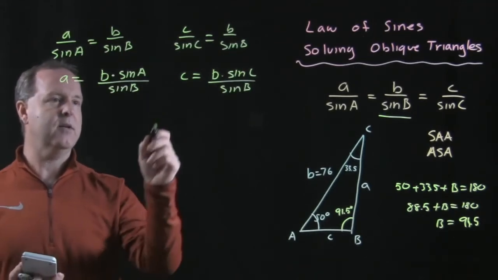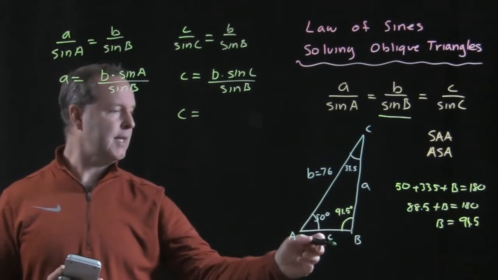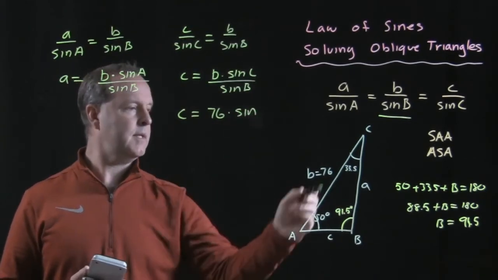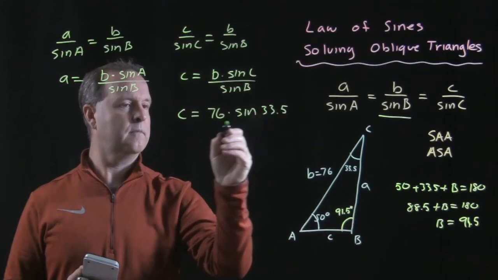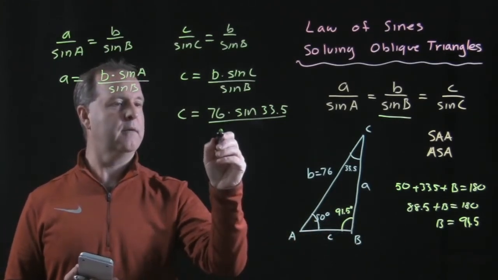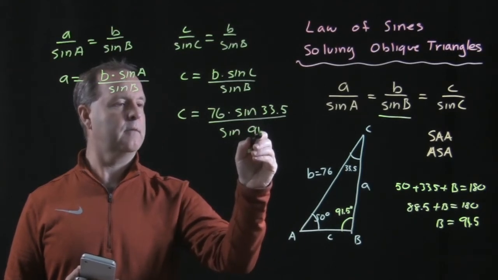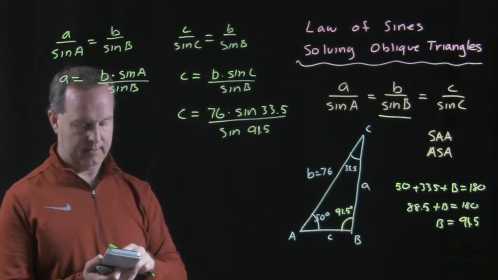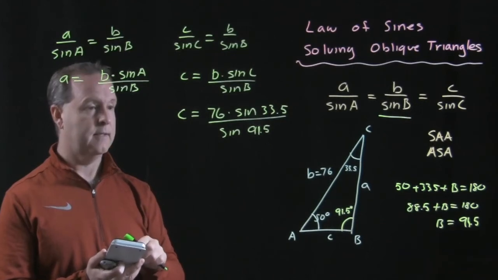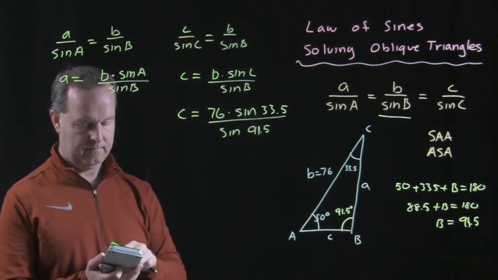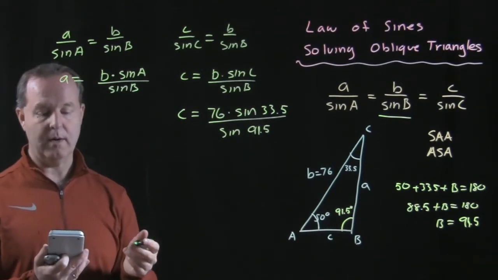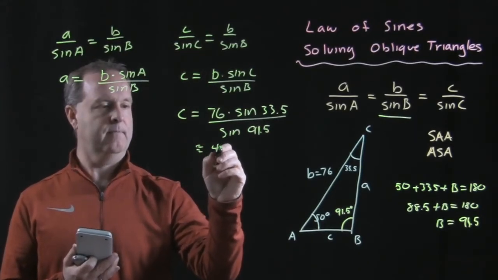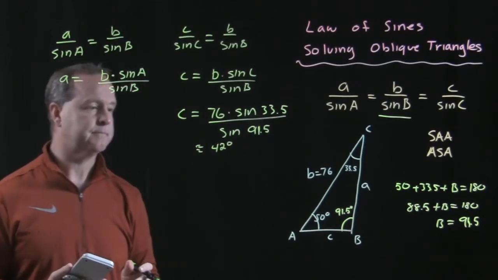All right, so what are my values? Let's just do this one first. C equals B, 76, times the sine of C, C is 33.5, all over the sine of B, which is 91.5. All right, let's put that in the black box. 76 times sine 33.5 divided by sine 91.5 equals approximately 41.96. I'm going to have to make that approximately 42 then. And it's an approximation, so I'm going to have to live with that.